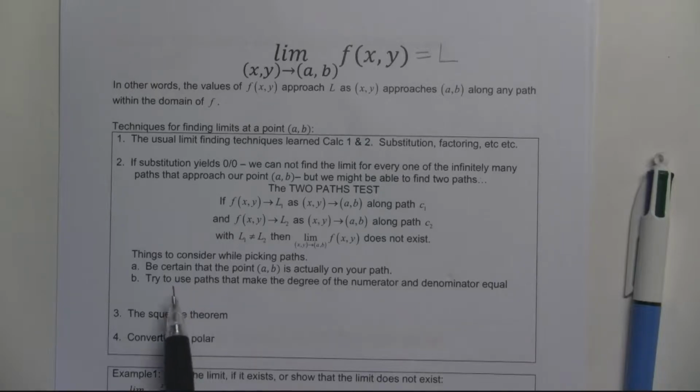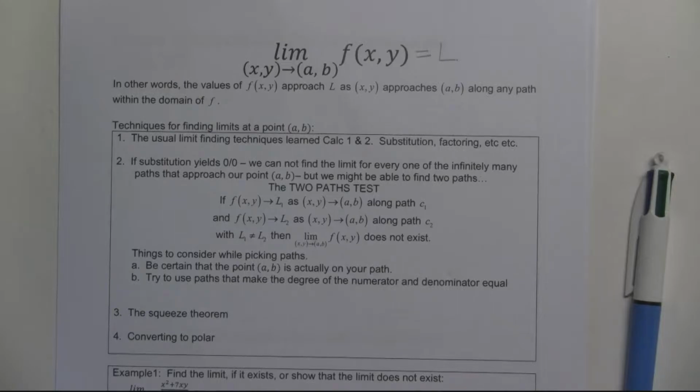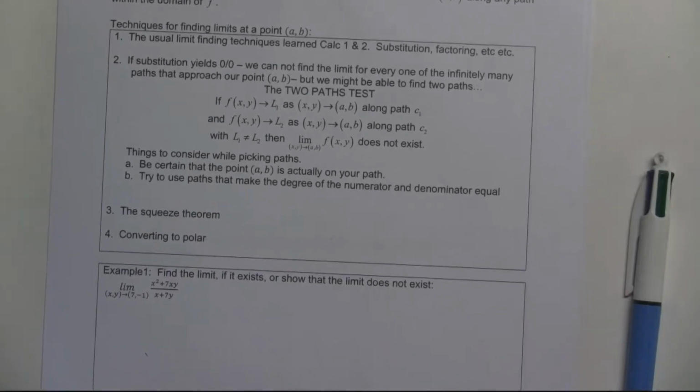We're going to be checking that out, things to consider while you're picking paths. Don't worry, we're going to do some examples. Be certain that the point (a, b) is actually on your path. We're going to be checking that out. If you're wondering what that means, wait for it. Try to use paths that make the degree of the numerator and the denominator equal. A third approach is to use the Squeeze Theorem to prove a limit, and a fourth approach is to convert to polar. We'll have examples of each one of those.